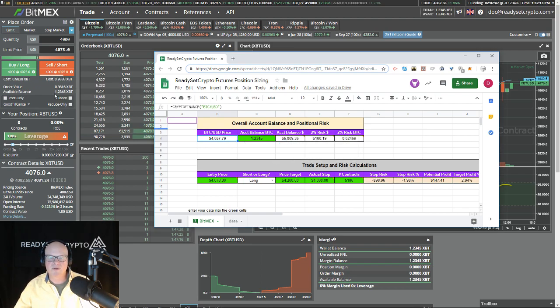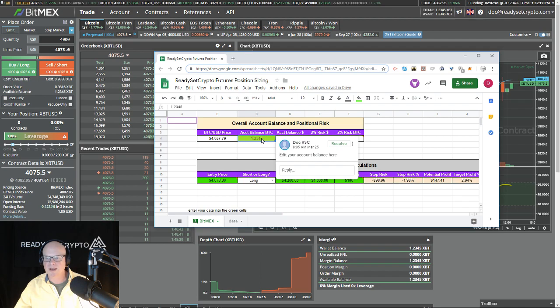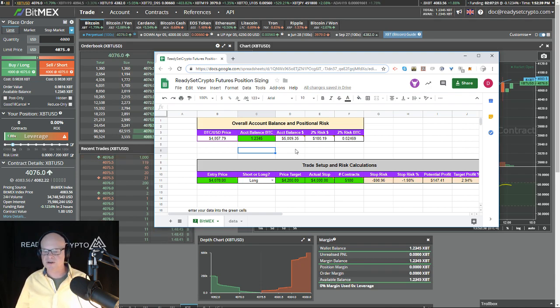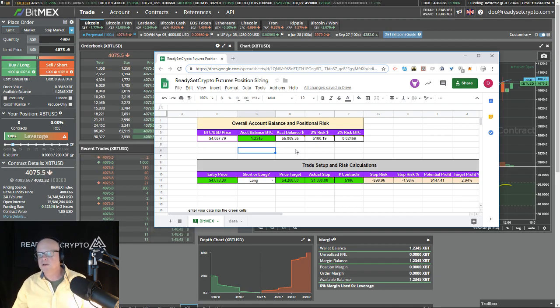Now the account is saying that I have an available balance of 1.2345 XBT. So I'm going to plug that in right there. And it's going to calculate that my account balance is roughly $5,000. So you can hack apart the spreadsheet. You can put in whatever native fiat currency you have and do that calculation. If you don't want to trade in US dollars as your currency basis, then change the sheet. It's simple to do.